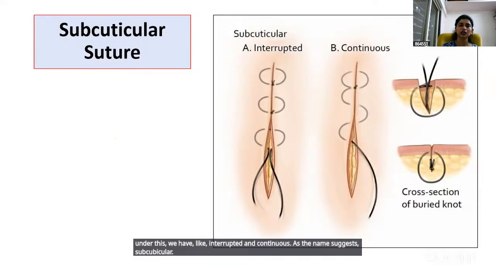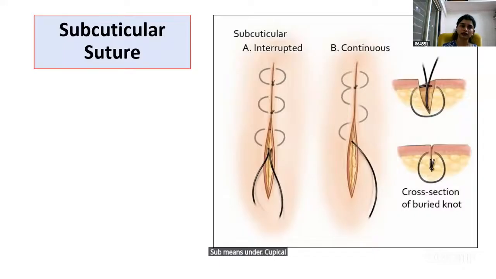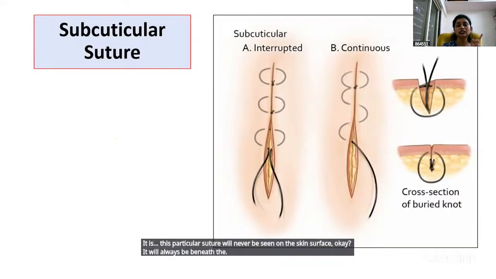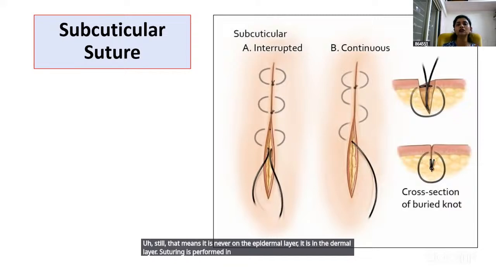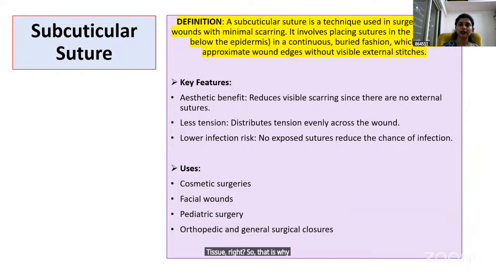Sub means under. Cuticle means cover or skin. So basically, this particular suture will never be seen on the skin surface. It will always be beneath the skin. That means it is never on the epidermal layer, but it is in the dermal layer. Suturing is performed in the subcutaneous tissue, right? So that is why it is in the dermal layer.